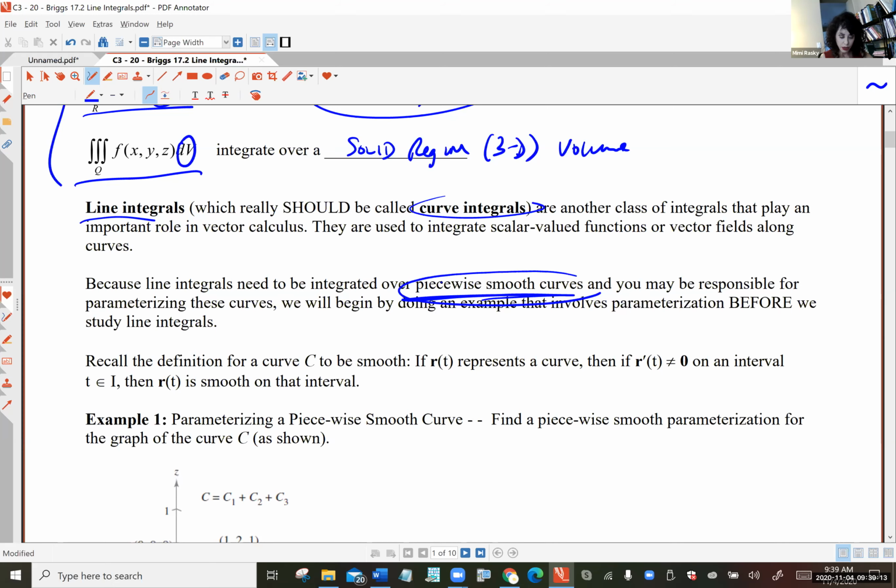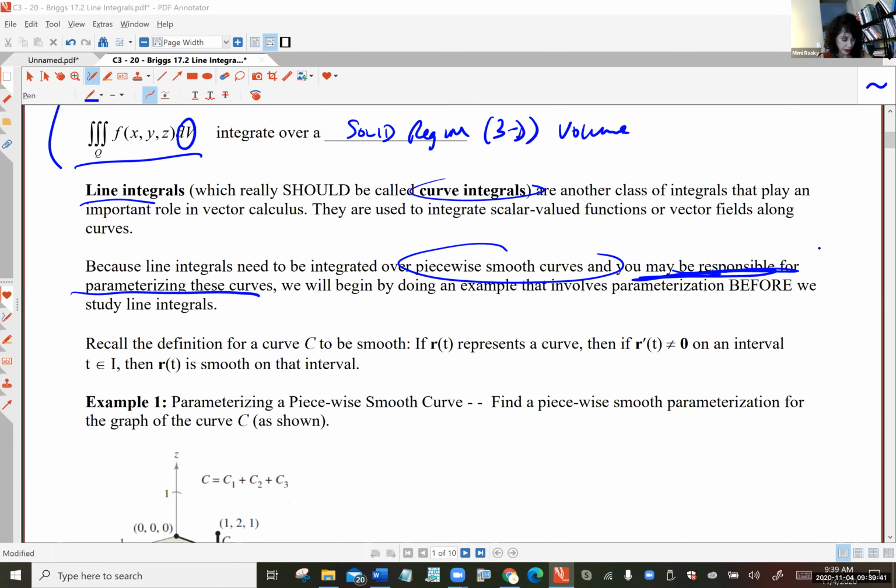So with line integrals, you're integrating over piecewise smooth curves. And this is important: piecewise smooth. I'm reading this to you for a reason, because I know you're not going to read it. You're responsible for parameterizing, unless you get lucky and they parameterize it for you. In other words, they give you the vector valued function. Some of the problems are going to be that easy. But a lot of times you have to parameterize it, so you have to be good at parameterizing.